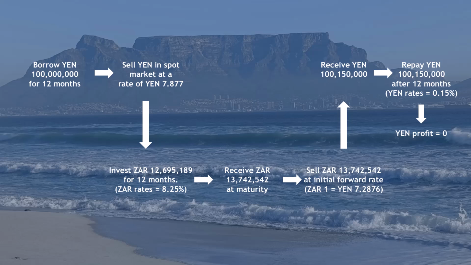But we can see that although the investor would not use the forward to hedge their position, it does indicate their break-even point. As long as the rand does not depreciate below the forward rate of 7.2876 yen, they will earn a profit.